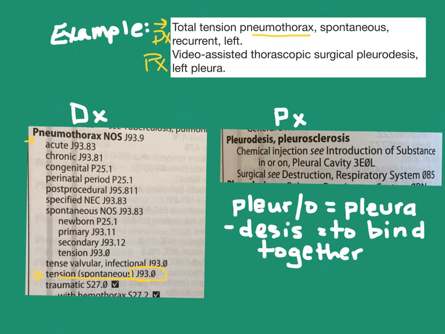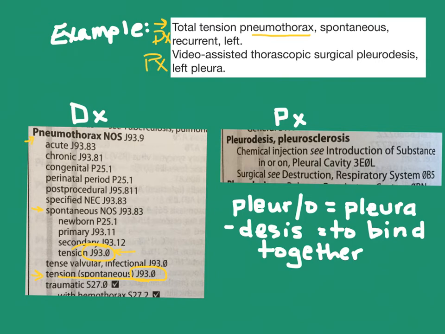You can also see that there was another way to get here. You could also go to spontaneous, subterm tension. Again, we get this same code, J93.0. And if we check the tabular list, you will see that this code does check out okay. So we're looking good so far for the diagnosis.